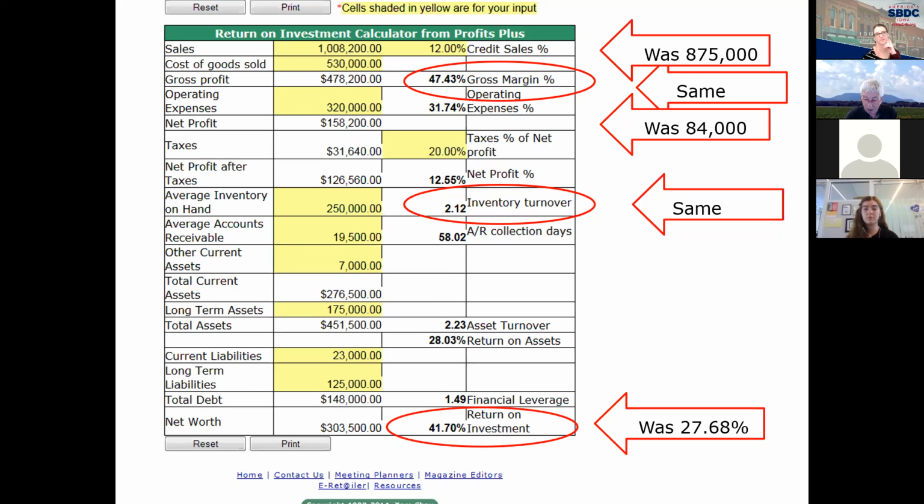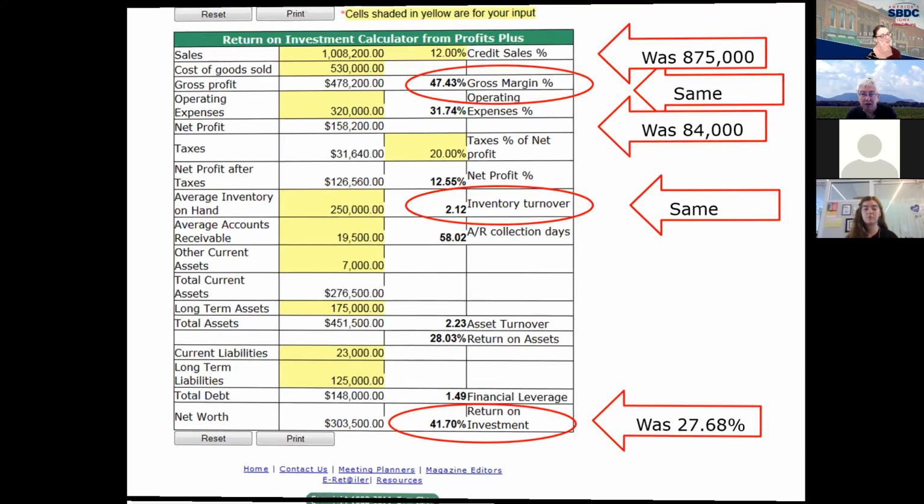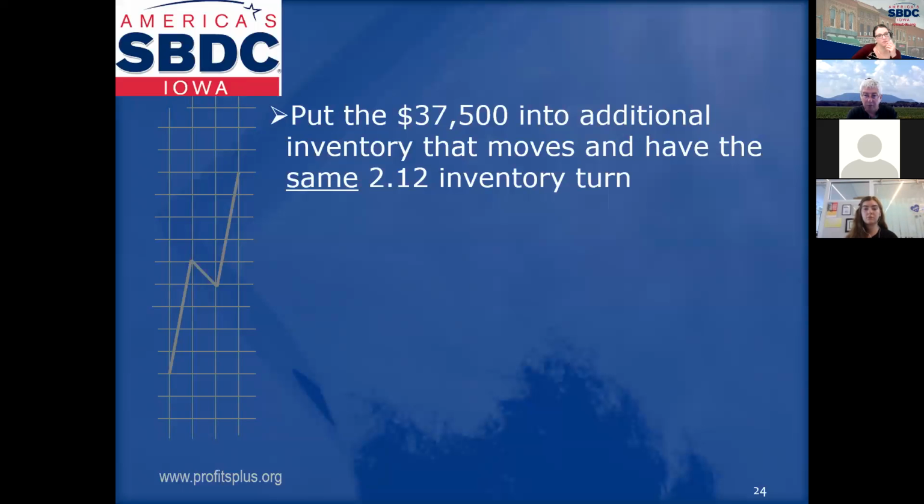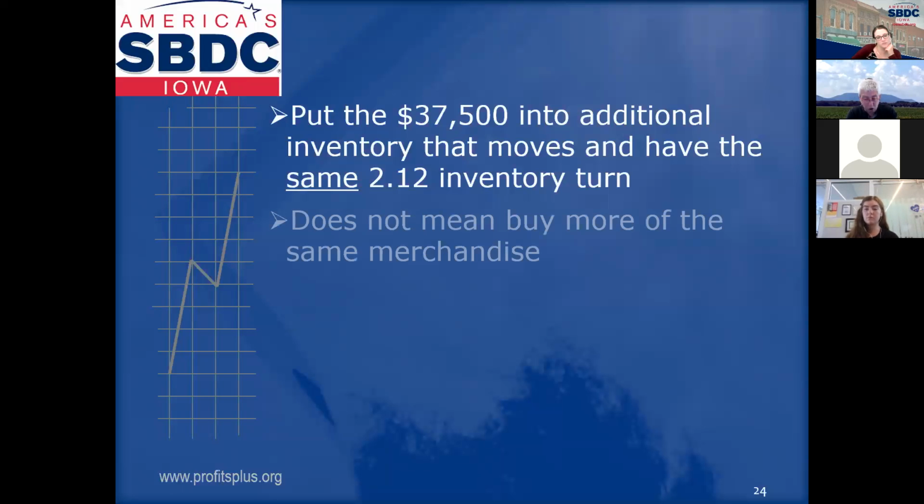All right, here's the caveats that's necessary to make this thing work. When I said put the 37.5 into additional inventory that moves and it has the same 2.1 turn, this means you do not, absolutely do not go out and buy more of what you've already got. If you have an item and you say, well, we sell a lot of this, so let's just buy more of it, your inventory turn is going to go down. I'm happy with the 2.12.